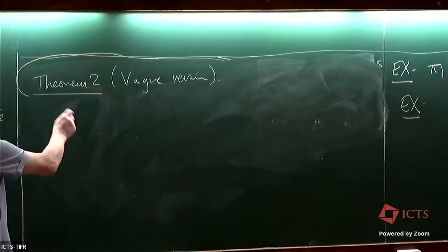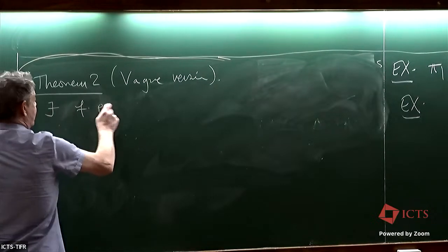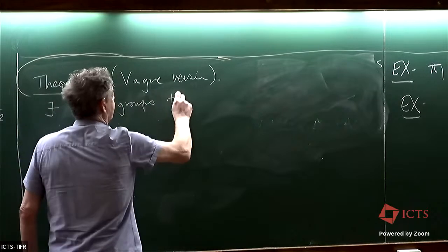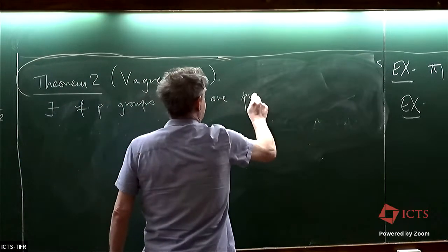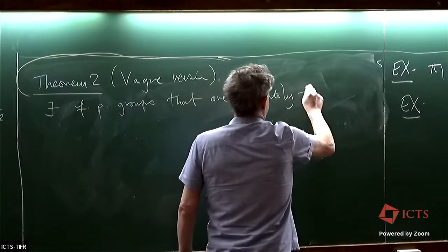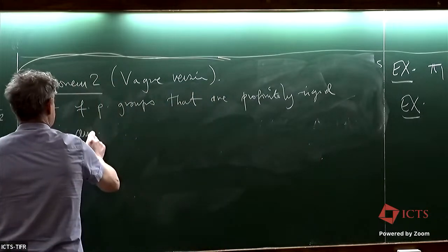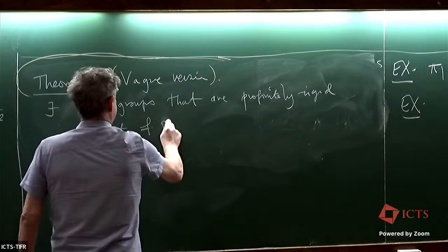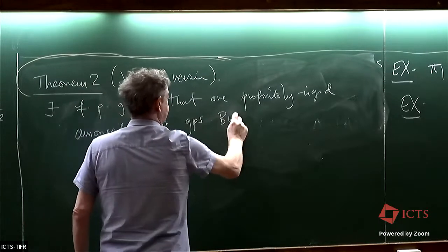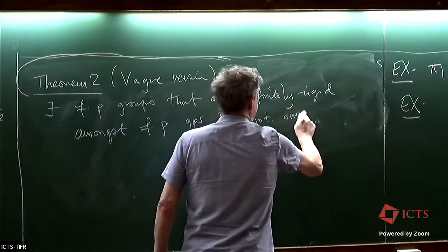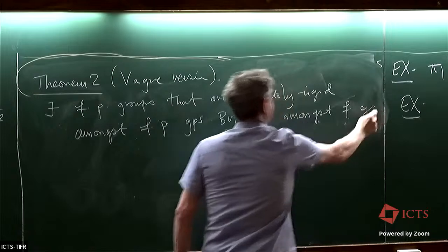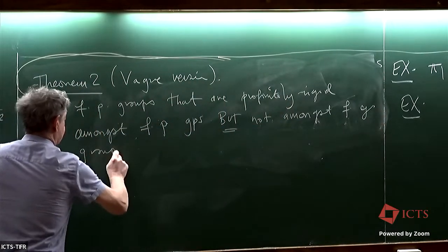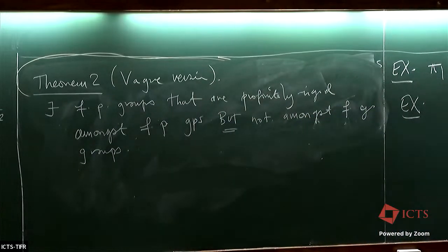And it says the following: there exist finitely presented groups that are profinitely rigid amongst finitely presented groups, but not amongst finitely generated groups. So the profinite completion can sort of see this subtle distinction between finitely presented versus finitely generated. Any more questions?